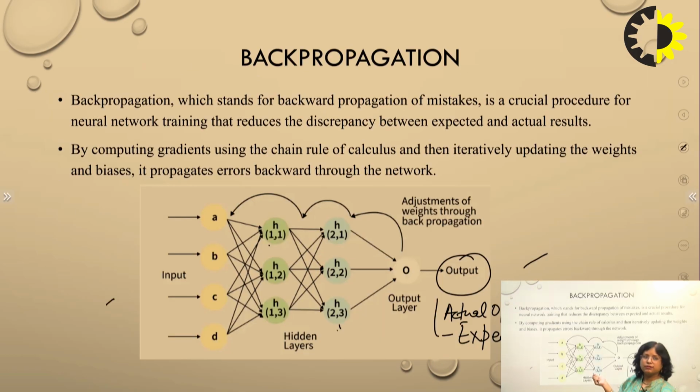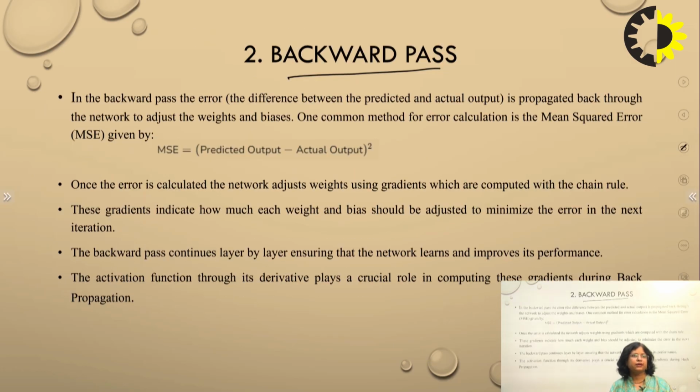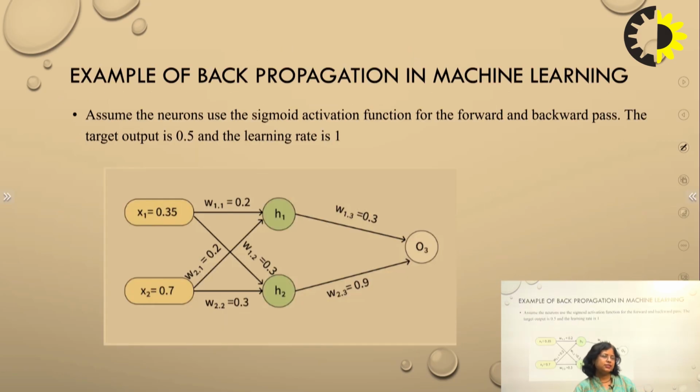This is the network. In the backward pass, we first update the weights of this layer, then we move in this direction, and with the help of this we update the weights of this layer, and after that we update the initial weights here. So this is the backward direction. We move in the backward direction. We can understand all this concept by using an example.